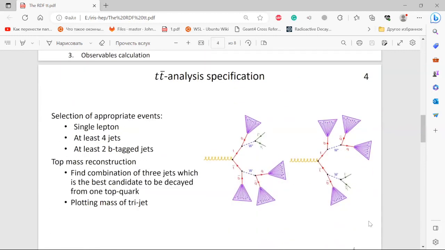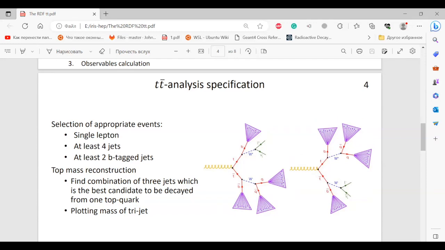So selection of events relies on a single lepton decay schema, and according to the schema, the task is to select events with exactly one lepton, at least 4 jets, and at least 2 jets must be b-tagged. It means that the jet originates from a b quark.